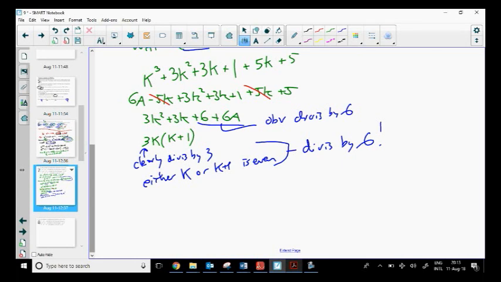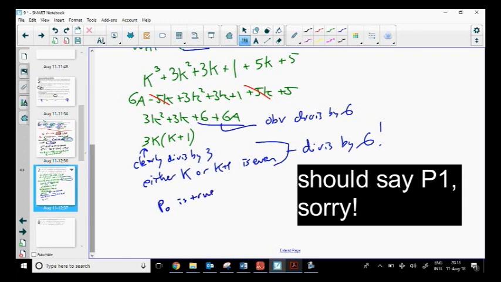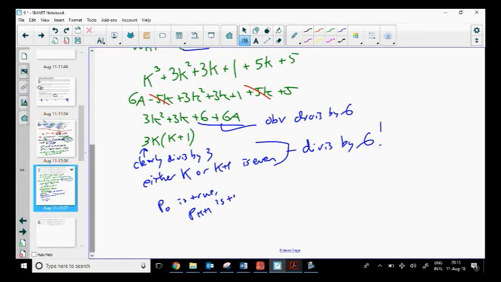And I write my concluding statement once again. P, what do we start with? P sub 0 is true. P sub k plus 1 is true when P sub k is true.